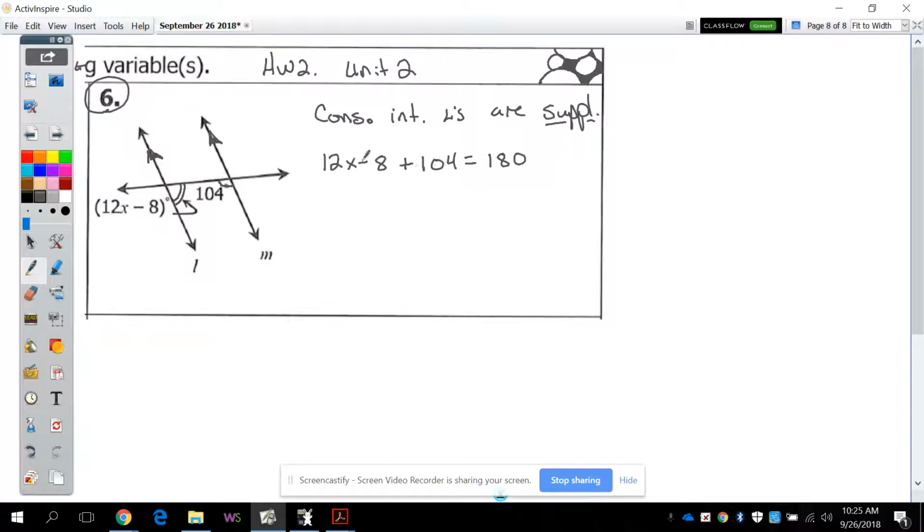So now I can add these two angles together. They're going to equal 180. So let's go ahead and solve this here. I'm going to start by combining my like terms, so 12x, 104, and the negative 8. Let's see if I can do that in my head. That's going to be 96.